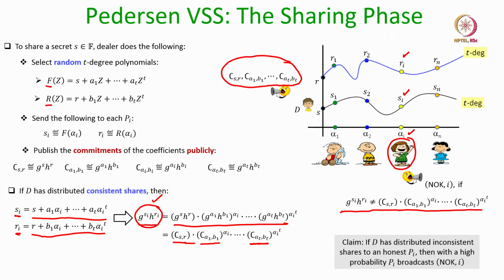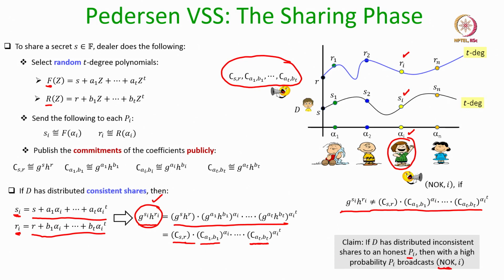And the claim here is that if the dealer is corrupt and it has distributed inconsistent shares to an honest Pi, that means Si and Ri which it has given to Pi do not lie on the polynomials which it has publicly committed, then with a very high probability Pi will broadcast an NOK message. You might be wondering why with high probability, why not always?